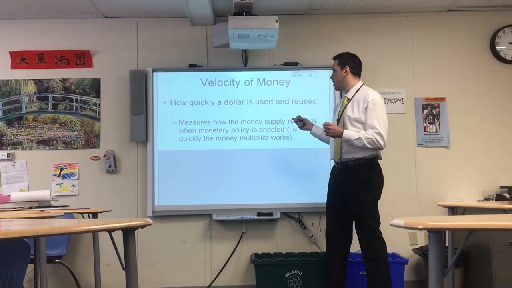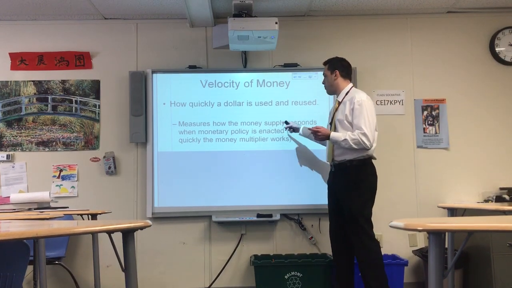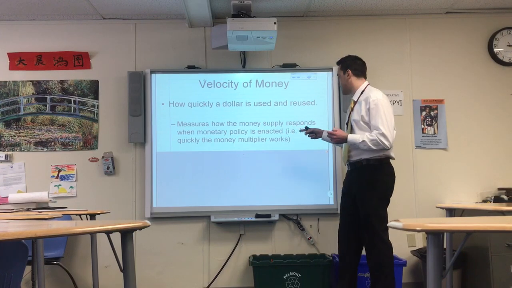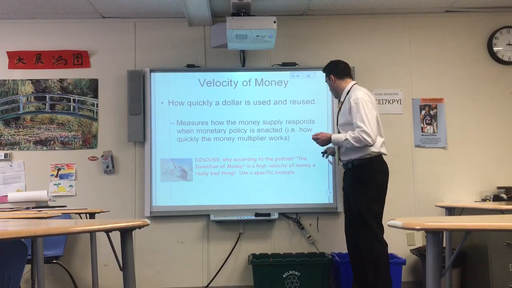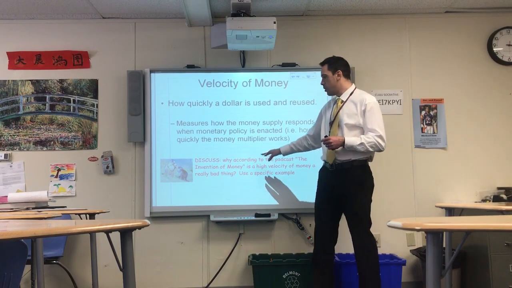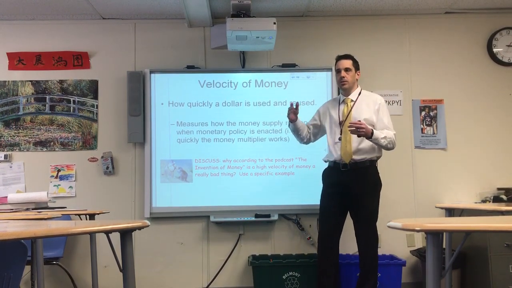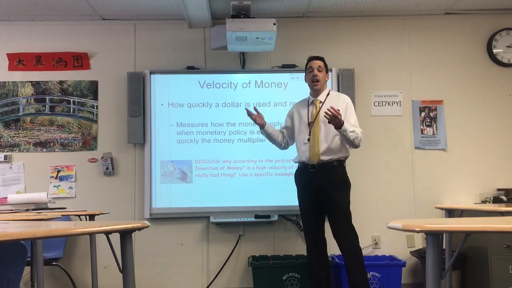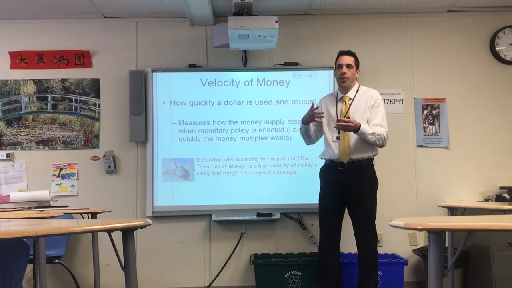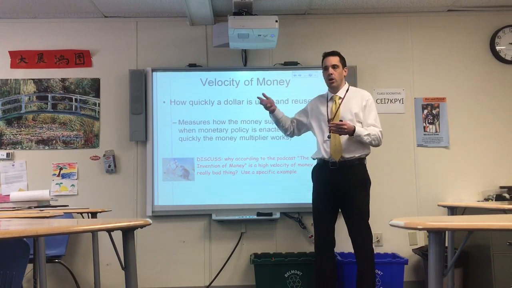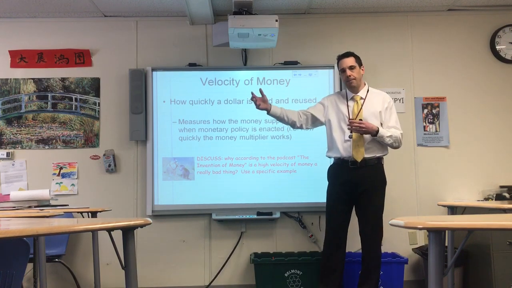Velocity of money is how quickly a dollar can be used and reused, and it measures how the money supply responds when monetary policy is enacted, how quickly the money multiplier works. So in Brazil, during hyperinflation, my guess is the velocity of money was in the hundreds, if not 1,000, meaning that every year money was spent 1,000 times because prices were going up by the day, by the hour. As soon as you got money, you spent money.